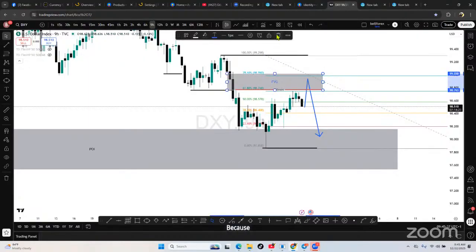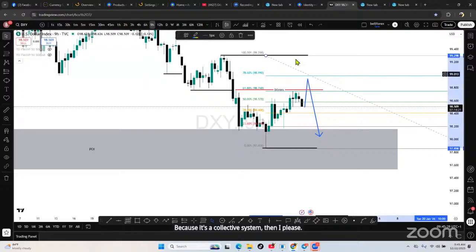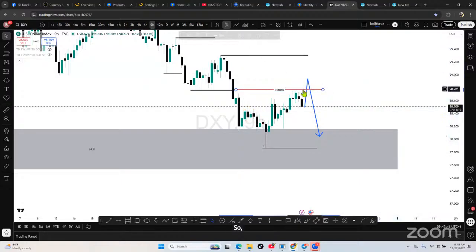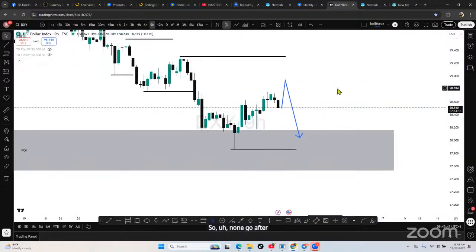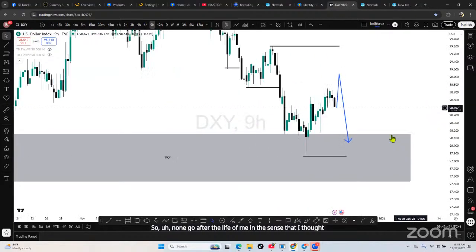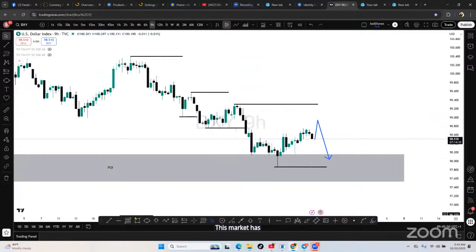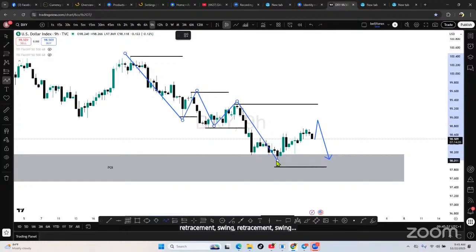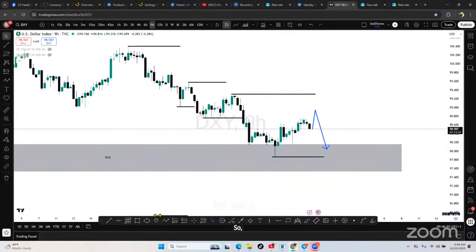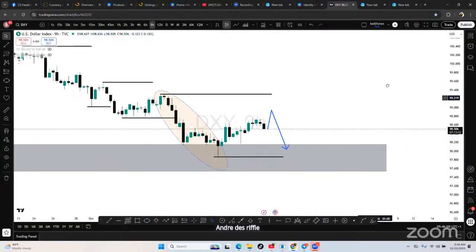Because it's a collective effort, all of you should contribute. So don't go after the live and begin to say, I thought it was this price level. As I was explaining, this market has been moving in a swing, retracement, swing, retracement, swing, retracement. So this is a swing, and now we were in a current retracement. For us to find out where the market can go before we can start selling, on doit vérifier les points d'intérêt sur cette structure-ci.